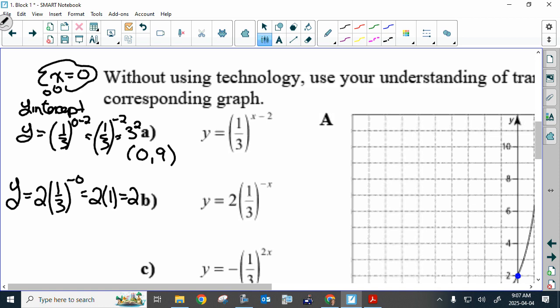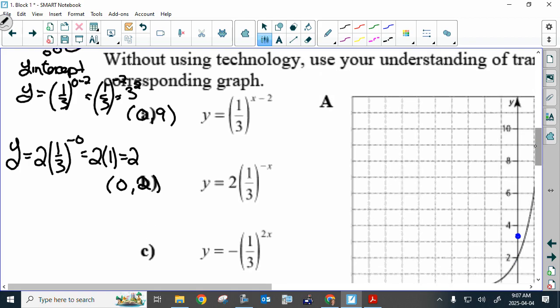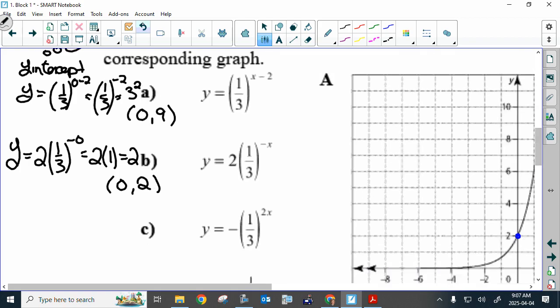And all I'm doing is algebra. I'm just inserting zeros in, and then I'm solving for the y, and I'm getting ordered pairs. And once I get those y-intercepts, I know exactly which graph is which, without even having to analyze the transformations.